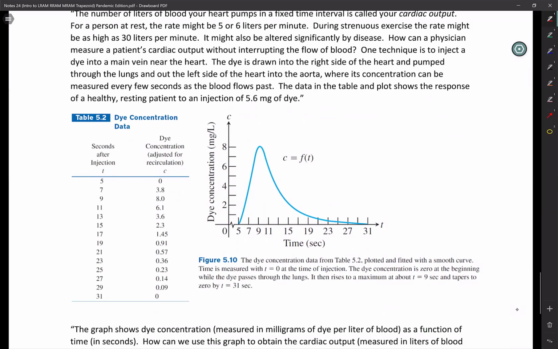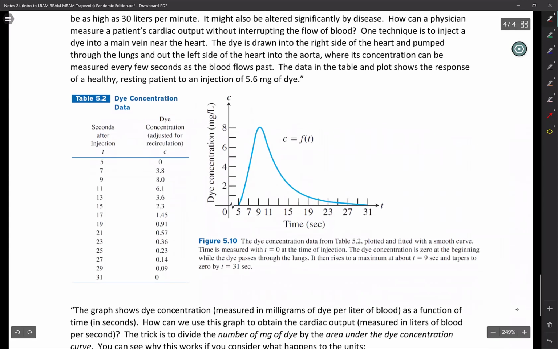How can a physician measure a patient's cardiac output without interrupting the flow of blood? One technique is to inject dye into a main vein near the heart. The dye is drawn into the right side of the heart and pumped through the lungs and out the left side of the heart into the aorta, where its concentration can be measured every few seconds as the blood flows past. Wow, that's cool. The data in the table and plot shows the response of a healthy resting patient to an injection of 5.6 milligrams of dye.